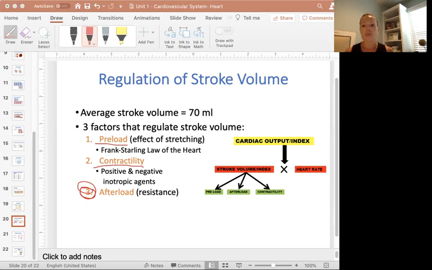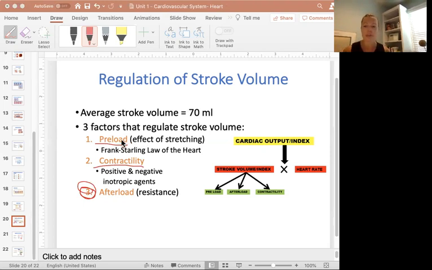So when you have that stronger contraction, that's going to eject more blood from the heart. And that should make sense. That leads to a bigger stroke volume. So if there's greater stretching and there's a stronger contraction, that's going to lead to a bigger stroke volume. It might be a number a little bit bigger than 70 if there's greater preload.